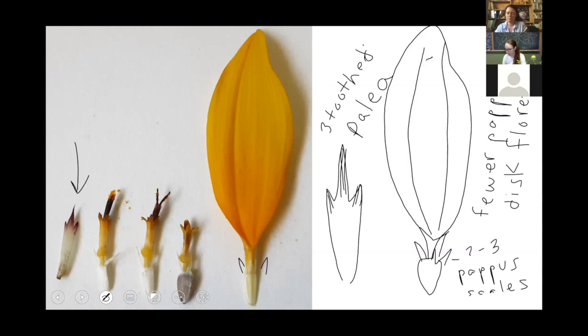Sometimes there's no pappus, sometimes it's hairy, sometimes they fall off, sometimes they persist, and can be part of the dispersal of the seeds, like dandelions, for example. The pappus is the puff that you see that helps them disperse in the wind. So that is the palea, and the ray flower.